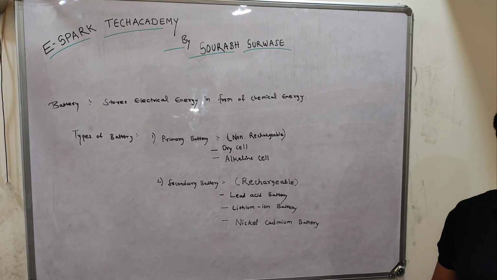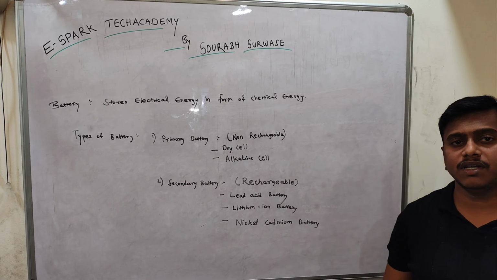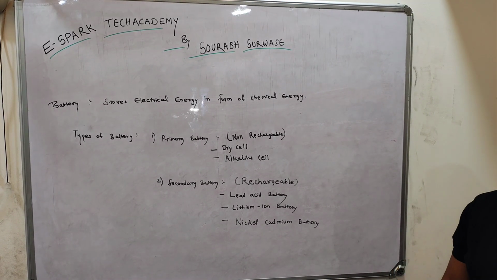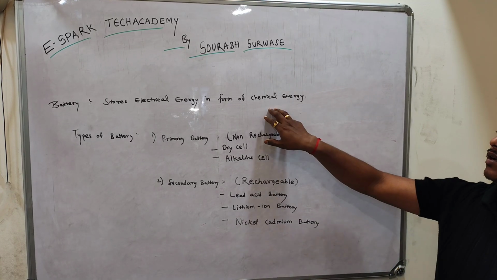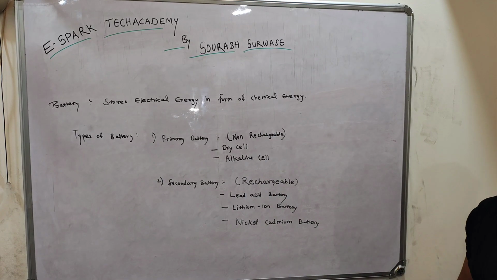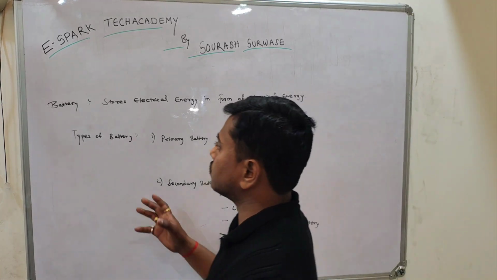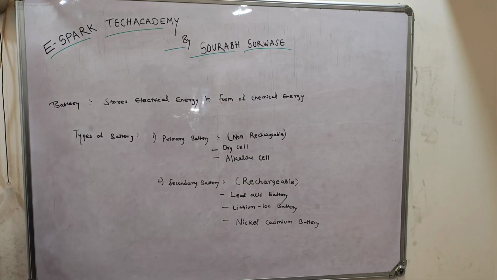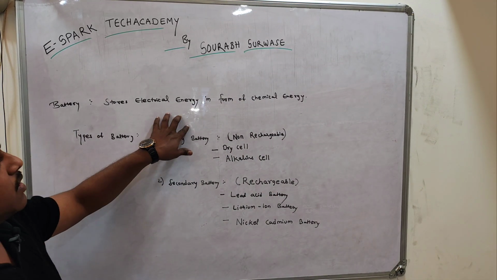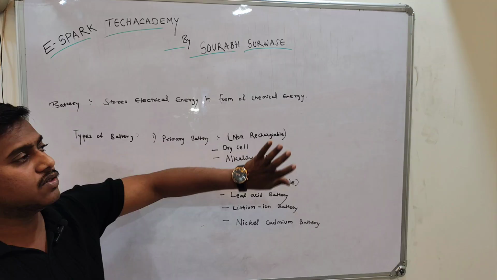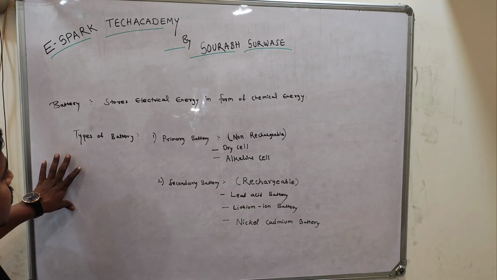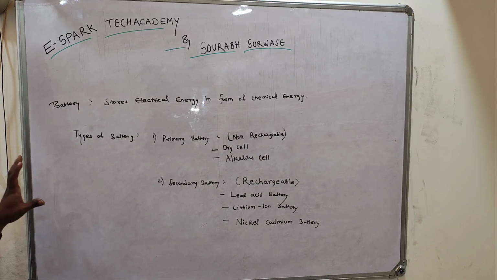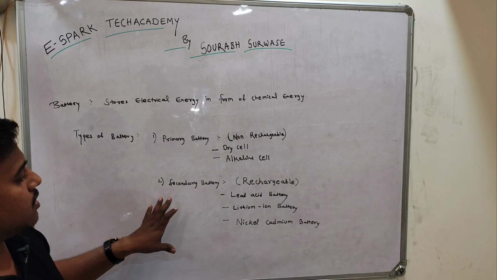Now we will be going through batteries. We have already gone through capacitors, which store electrical energy in the form of an electric field. Now what are batteries? Batteries are also a storage device which stores electrical energy in the form of chemical energy. The types of batteries are primary battery and secondary battery.